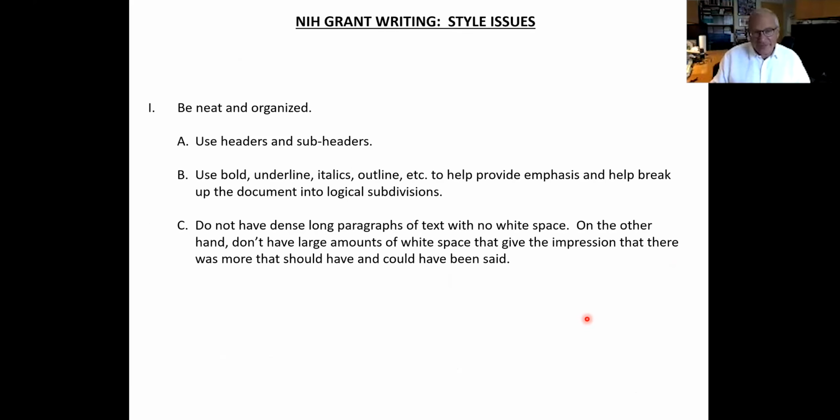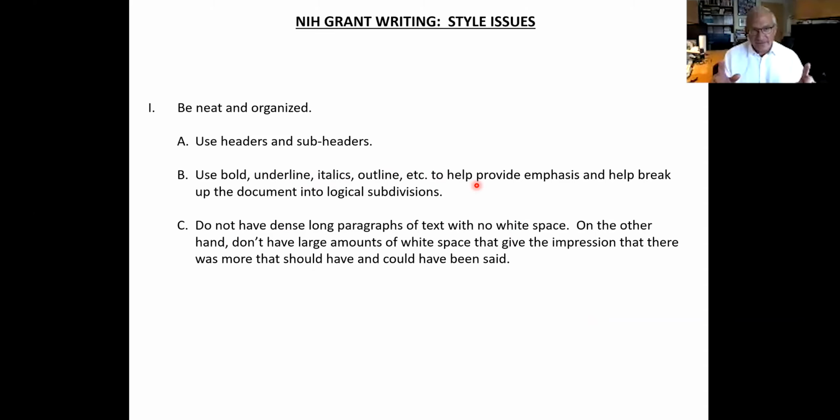All right, so now style issues. Be neat and organized. Use headers and subheaders. Yes, they waste a little bit of space, but it's not really waste, right? Because it's helping organize the flow of information. Also use bold, underline, italics, and outline to provide emphasis and to help break the document up into logical subdivisions.